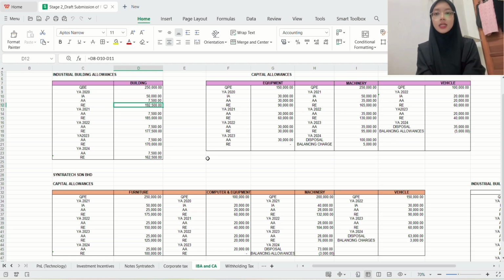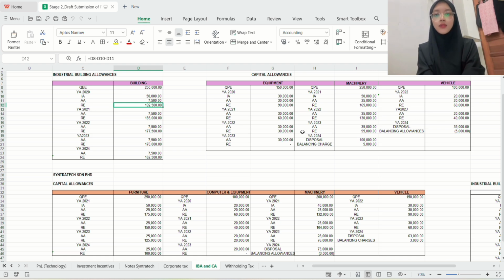The same goes for the next year, but the initial allowance only exists for the first year. As for year of assessment 2021, there is only the annual allowance. And the annual allowance will always be the same as the first year's annual allowance, because we must always multiply the percentage with the QBE. That's why the AA for every year is always the same.